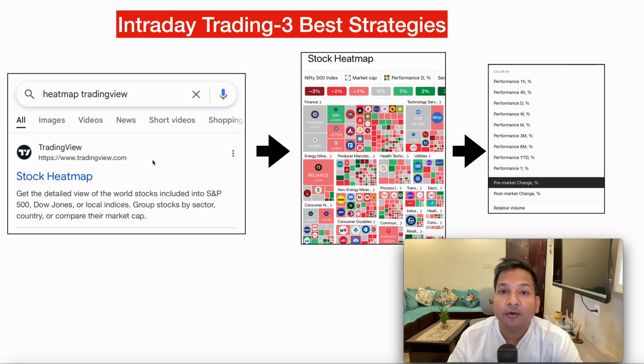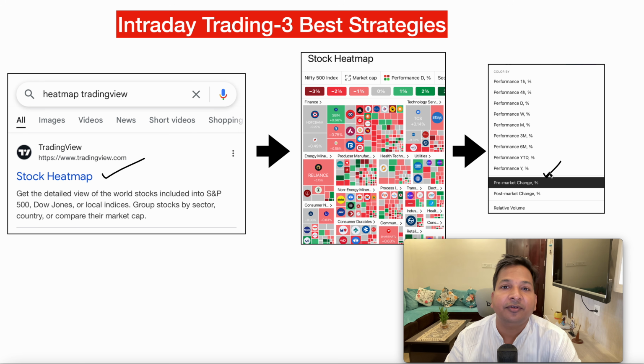First of all, for knowing the market sentiment today, you have to use the heat map that is freely available on tradingview.com. Search for heat map TradingView, then this site will come, stock heat map. Open this and a page like this will come. There you have to select pre-market change, because you are going to look at it at 9:15, when pre-market activity happens from 9 o'clock to 9:15 in our stock market.